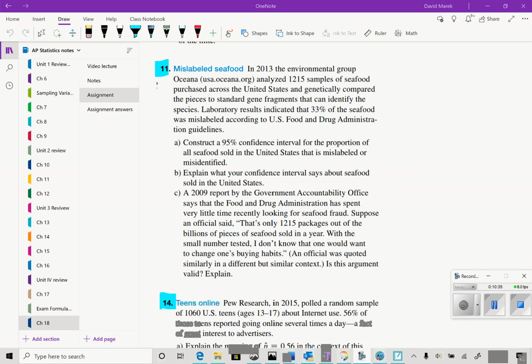Is this argument valid? No, it's not. Because, again, if this environmental group did a representative random sample of 1,215 packages of seafood, that small number meets our technical conditions here. And yes, this analysis can be valid.